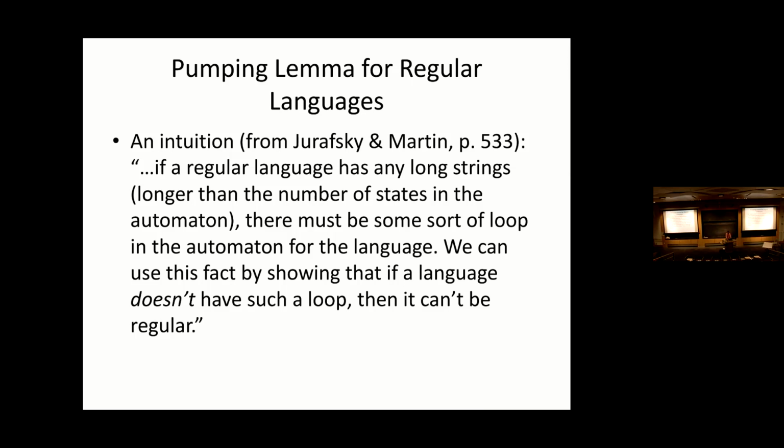So this is the intuition for regular languages from Jurafsky and Martin, page 533. If a regular language has any long strings, longer than the number of states in the automaton, there must be some sort of loop in the automaton for that language. We can use this fact by showing that if a language doesn't have such a loop, then it cannot be regular. So in other words, if you're generating an infinite number of strings, or very long strings, and you don't have some kind of repeating pattern, then you can't generate such a language. If you don't have any kind of loop, you can't generate those strings using regular grammars. The language has to be at least context-free.